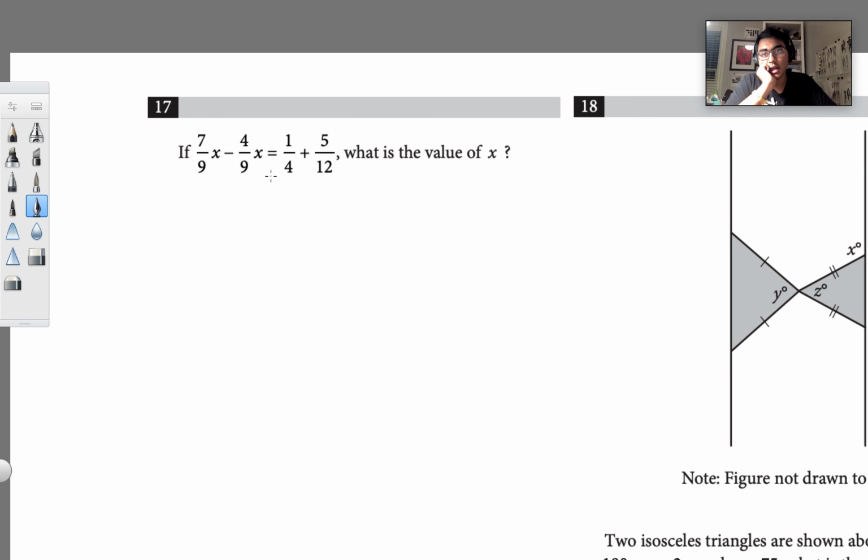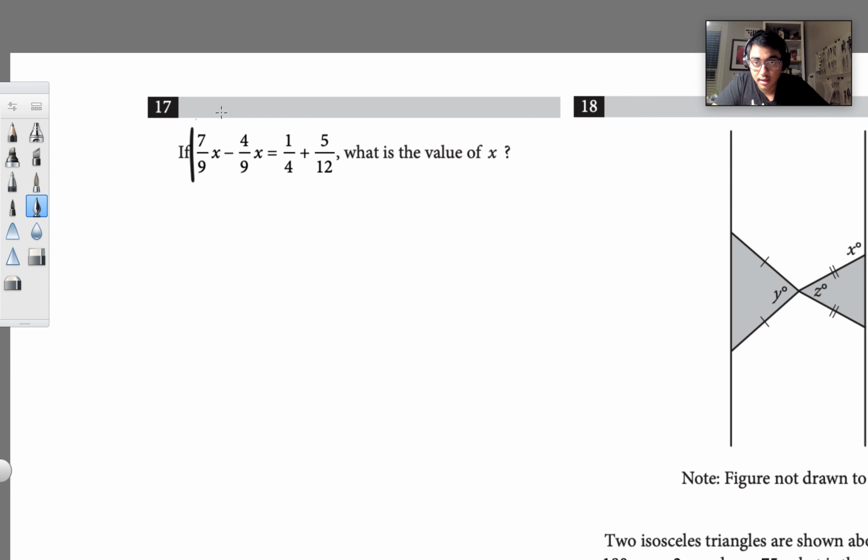If 7 over 9x minus 4 over 9x equals 1 over 4 plus 5 over 12, what is the value of x? Alright, so obviously this question is expecting us to find the common denominator, add up, and simplify this equation down so we can find x. So let's just do that.